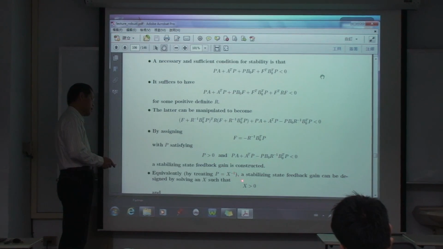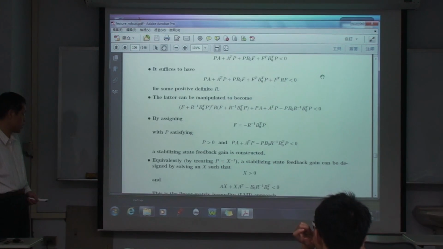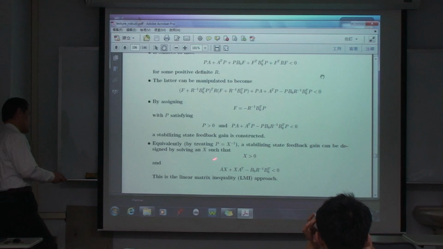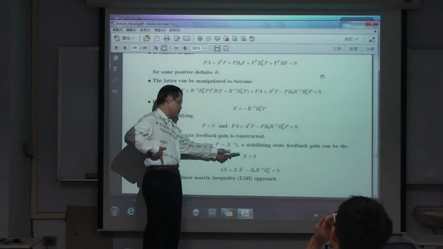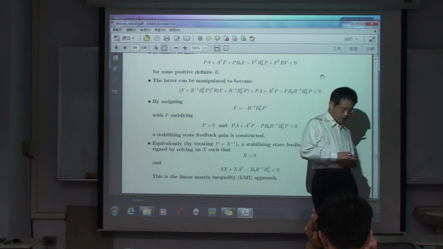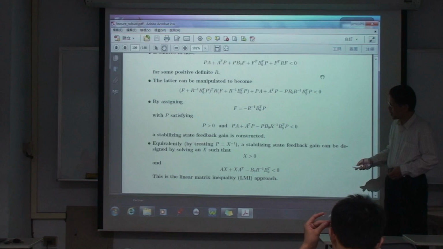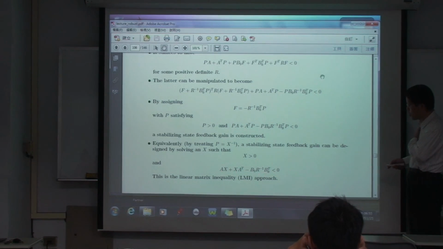So if I let X be P inverse, then in that case, the equation to be solved becomes this one. So it amounts to finding one particular X, positive definite, that satisfies this equation. So this is an LMI, that's the linear matrix inequality. So if you are able to solve the linear matrix inequality for X, then you are done, because then you solve P and then you can find the control.